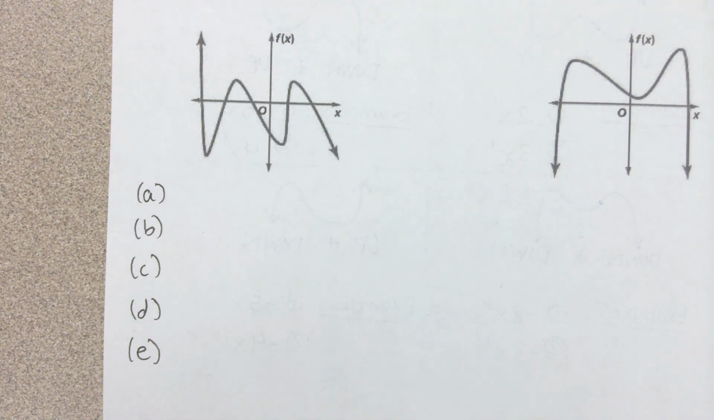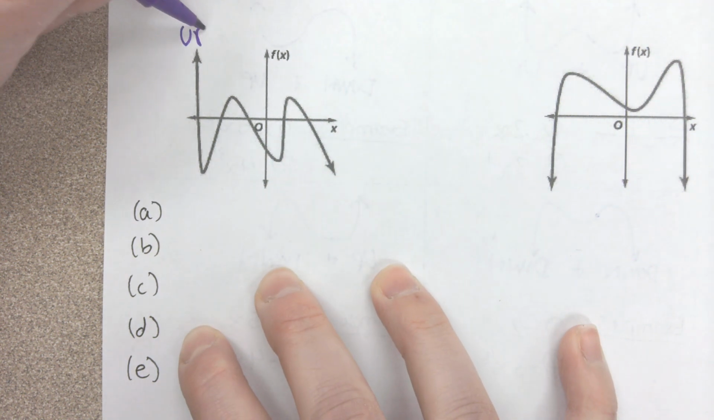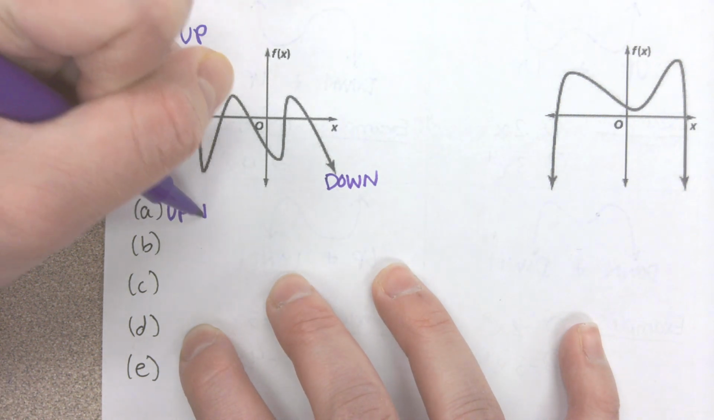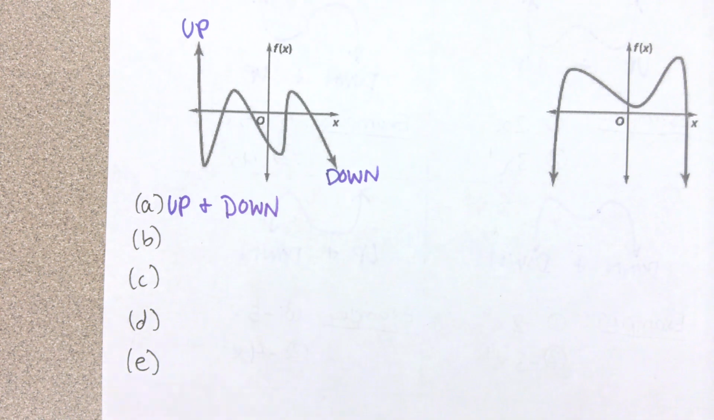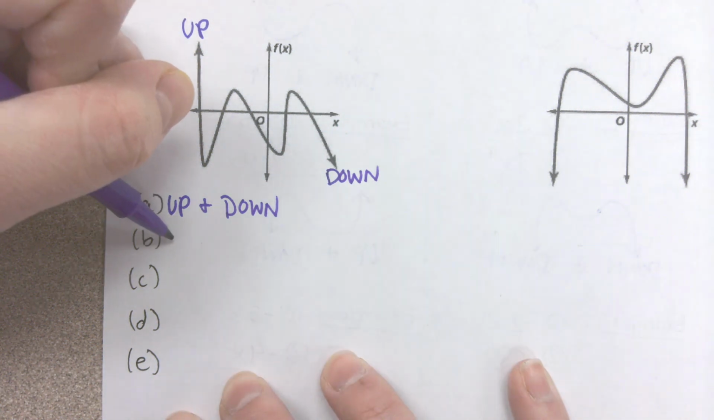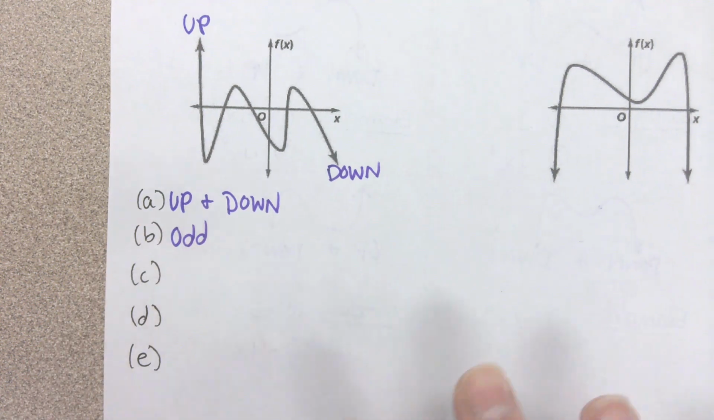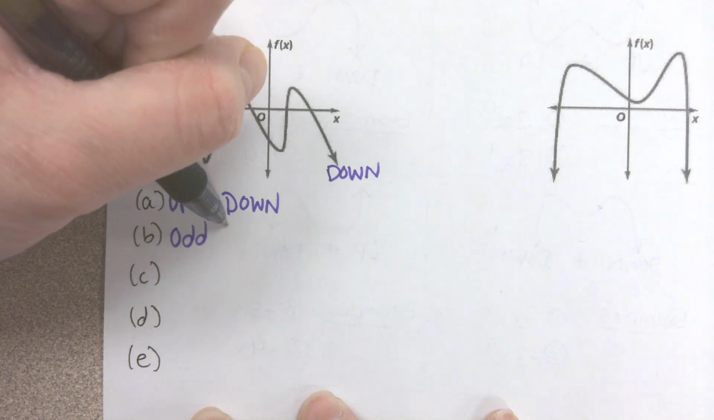A, describe the end behavior. We just want the directions, nothing fancy. Left arrow is going up, right arrow is going down. So up and down. B, determine if it represents an even or odd degree polynomial. Up and down, even or odd. Odd. Good. This is an odd function. We know that because these are opposite directions. This part's just for notes.